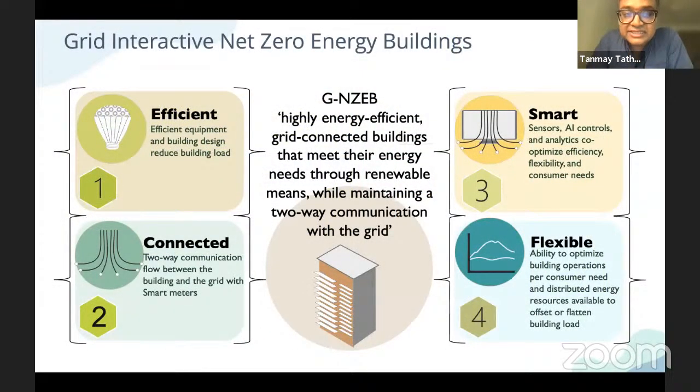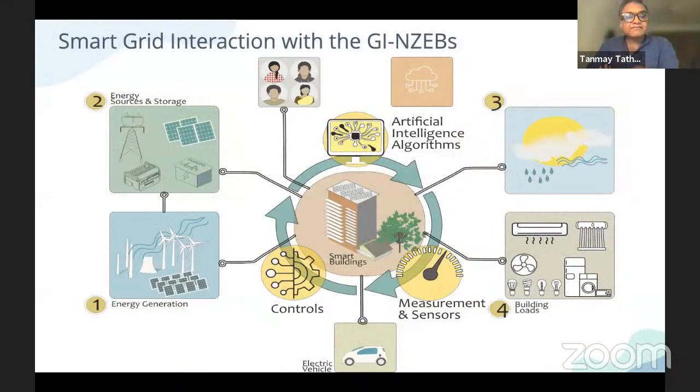This kind of a building is also, you know, the next step is a grid interactive net zero energy building. That means the building is not isolated. It is smart, it is connected, and it is flexible. So when it has excess energy, it can give it back to the grid, right? If it has a requirement for energy, it can take it from the grid. It can store some of this energy in, say, batteries for later use.